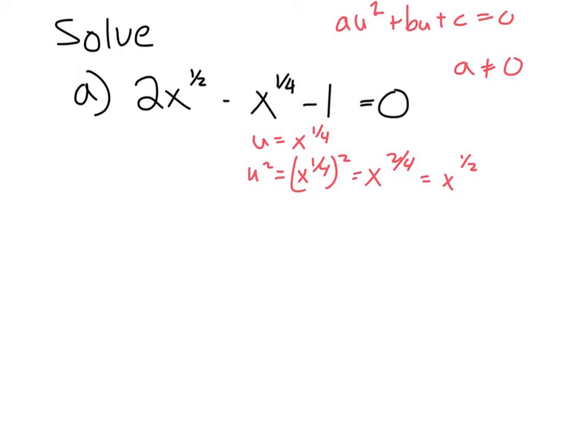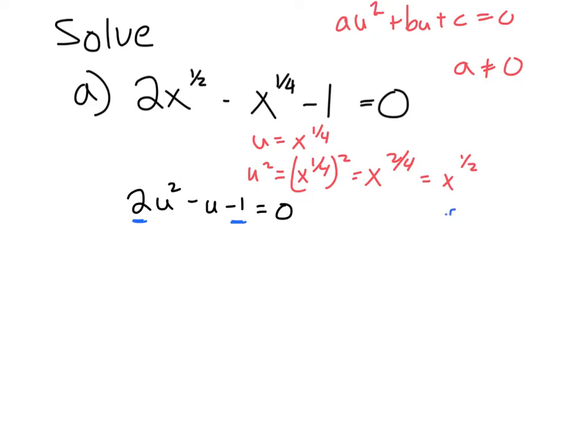Okay, so I'm going to go ahead and plug that in. So I'll have 2, instead of X to the 1/2 power, I'm going to use my U substitution, 2U squared minus U minus 1 equals 0. Okay, so now I can solve this by factoring the way I would normally do it. The first thing when you're factoring, I always multiply the first and the last terms together. So 2 times -1 is -2.